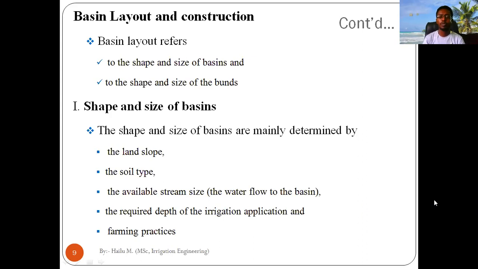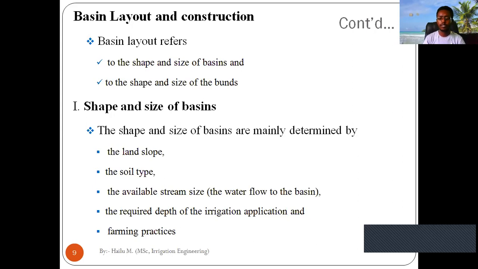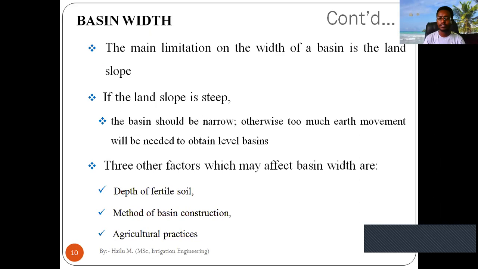Okay, let's come to basin layout and construction. Basin layout refers to two things. The first is the shape and the size of the basin, and the second is the shape and the size of the bunds. Let's come to the shape and the size of the basin. The shape and the size of basins are mainly determined by the land slope, the soil type, the available stream size, the required depth of irrigation application, and the farming practice.